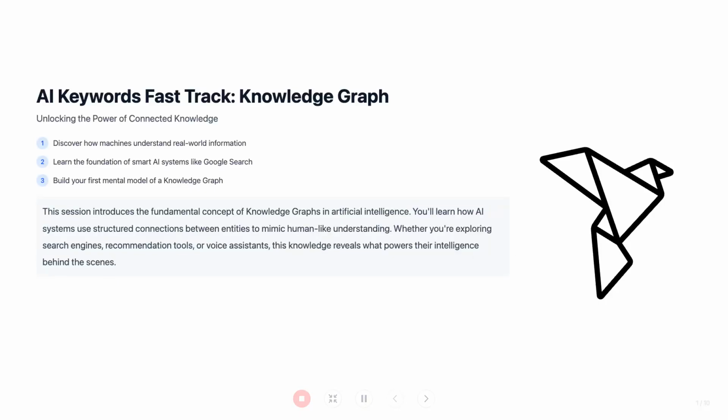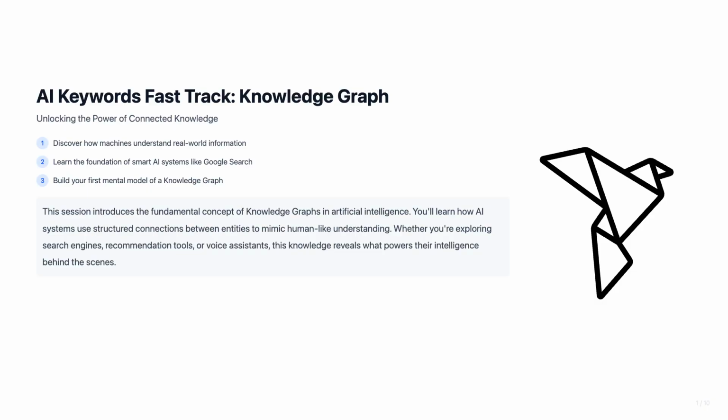Welcome to learning about AI knowledge graphs. Today, we'll explore how artificial intelligence makes sense of complex information by connecting the dots between real world things. Imagine if your computer didn't just see words on a page, but actually understood how people, places, and events are related. That's exactly what a knowledge graph enables.